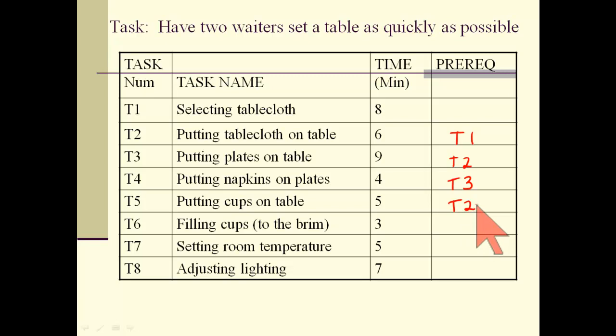Filling the cups to the brim. By that I mean that it's no fair filling them in the kitchen and then carrying them out. We're going to fill the cups to the brim for whatever reason to play jokes on our guests. And so you probably want the cups on the table before you fill them so you don't spill. And so task 5 is going to be a prerequisite for task 6. Setting the room temperature. Could do that anytime. Adjusting the lighting, could do that anytime. So those two tasks have no prerequisites, and then here is the prerequisite chart.